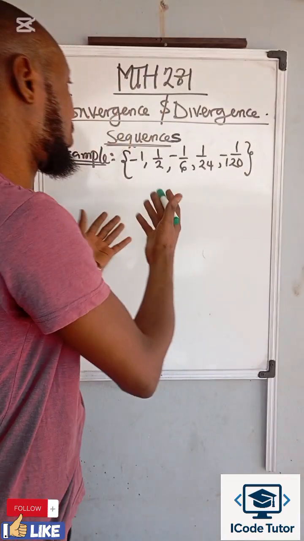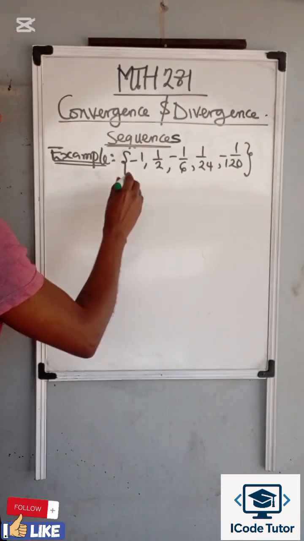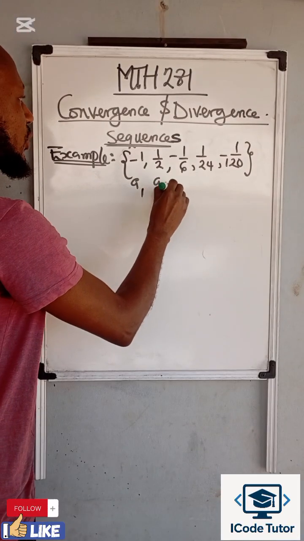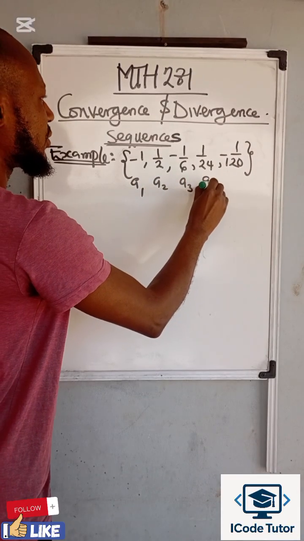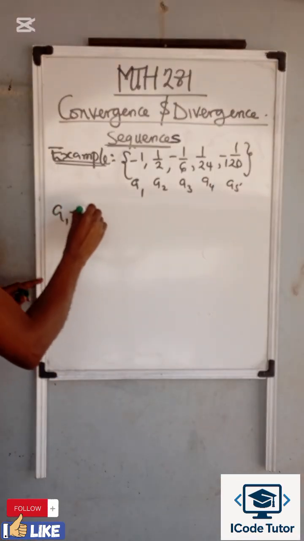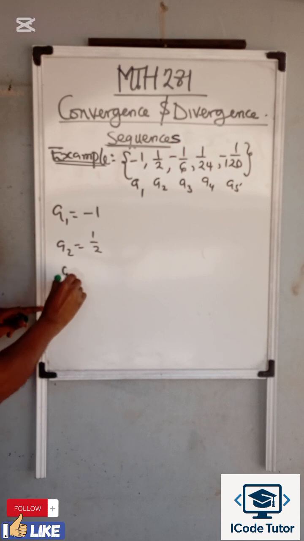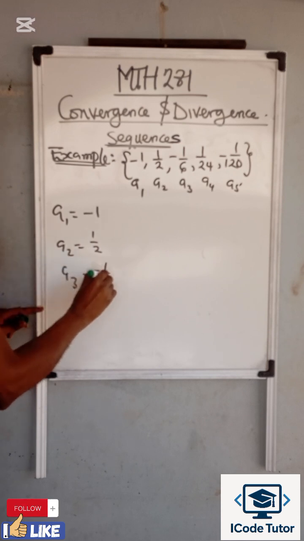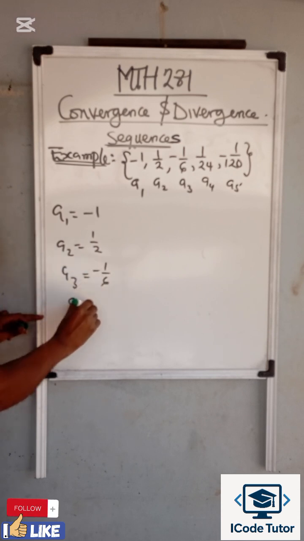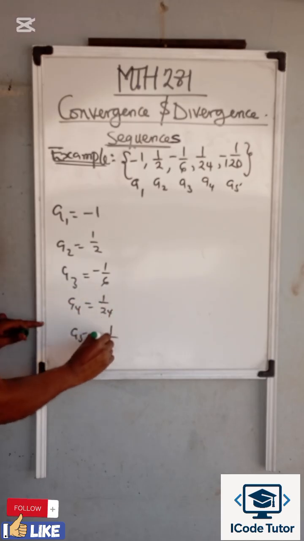Also, let's share this question. We have to derive the sequence. How do we derive this sequence? That means that this one, a of 1, a of 2, a of 3, a of 4, a of 5. Now, a of 1 is minus 1. a of 2 is 1 over 2. a of 3 is minus 1 over 6. a of 4 is 1 over 24. a of 5 equals minus 1 over 120.